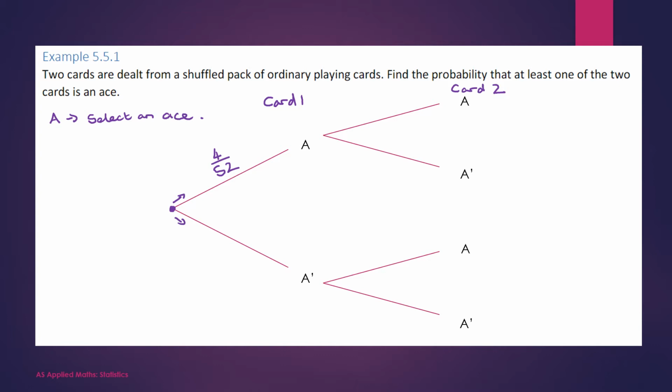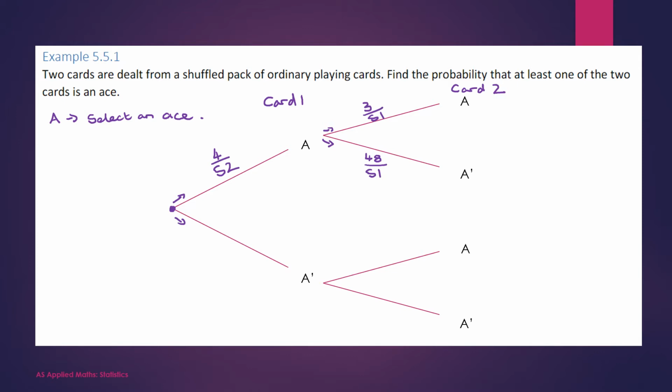So then if I'm going this route, once I've picked an ace, for my second card I would only have 3 aces left in the pack and there's only 51 cards in total. Or from that point of picking an ace, I could end up taking this route where I don't get an ace the second time, but I still have the 48 cards available to me. So there's 48 cards that are not an ace, but it's still out of 51.